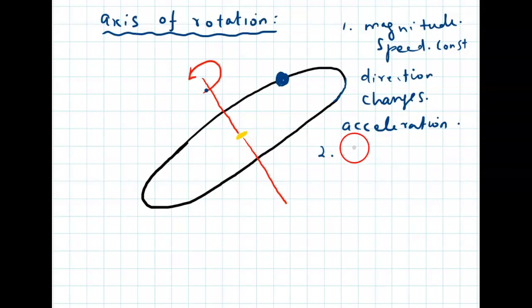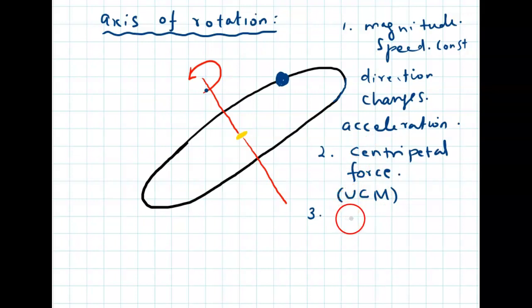And to make an object accelerate, we need a force, right? As the particle is moving in a circular path, the force needed is the centripetal force. A constant centripetal force is required for uniform circular motion. So you increase the centripetal force to increase the tangential or instantaneous velocity.